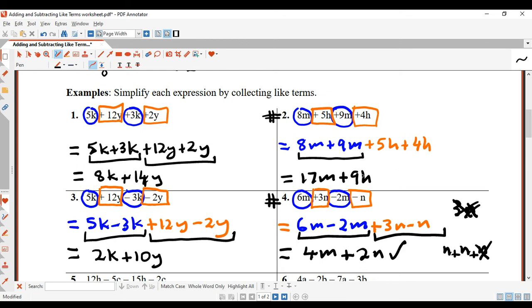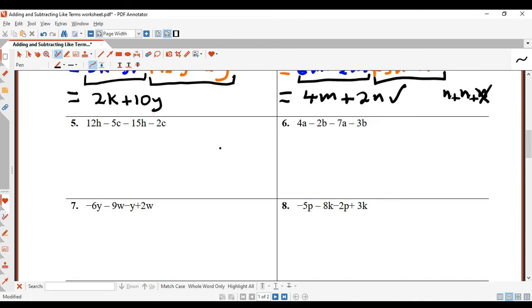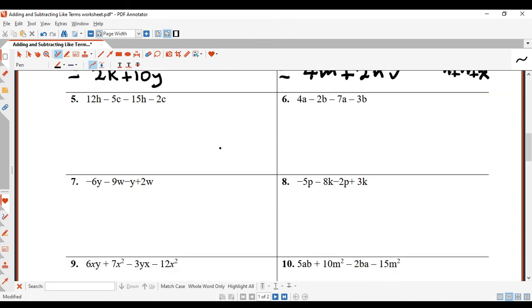All right, question 5. Right, I'm going to do one, and then you're going to do one. So question 5. All right, first of all, 12h. There's my first term. Now my other h term is over here. Make sure you circle the minus sign with that 15h. All right, they're the first pair of like terms. Then let's box the minus sign with the 5c. The minus sign has to go in that box. And let's box the minus sign with the 2c. Okay, so they're the c terms there.